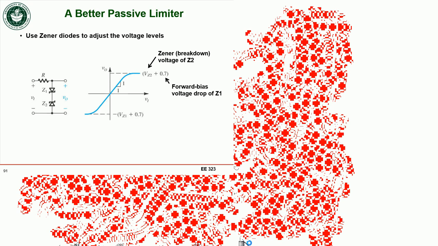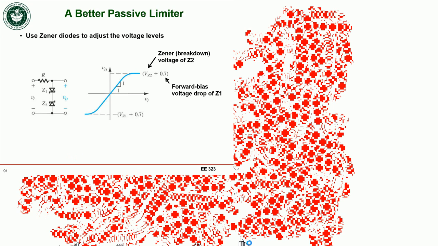In this case, you're going to put two Zener diodes in series, but flipped in orientation. So for a given input voltage, one of the Zener diodes is going to be forward biased. If my input voltage is positive, say, that means that diode Z1 is going to be forward biased. And you want the other diode, Z2, to be either in reverse bias or in breakdown.